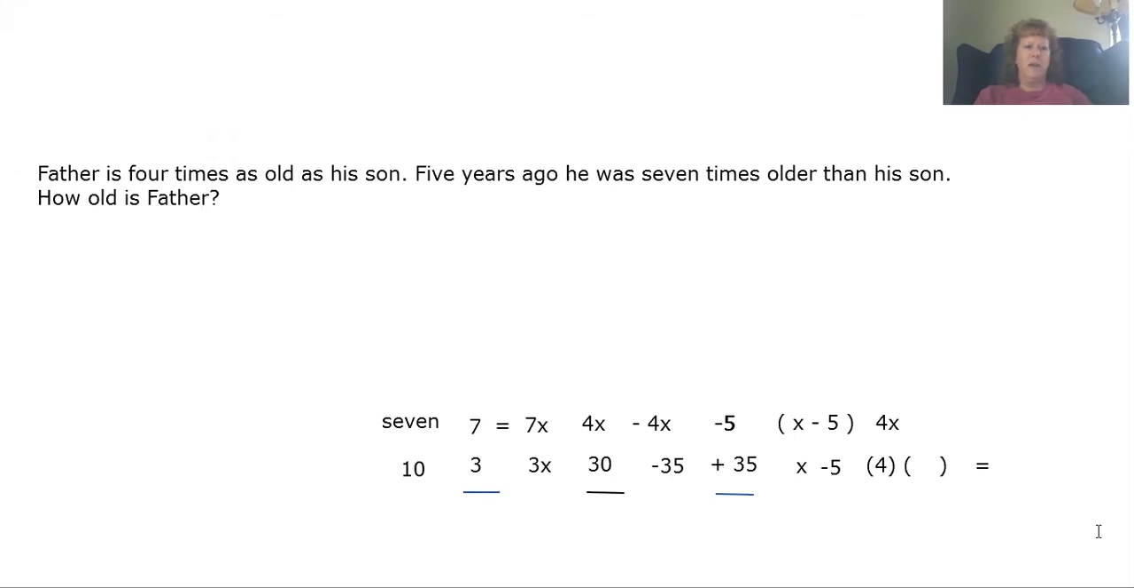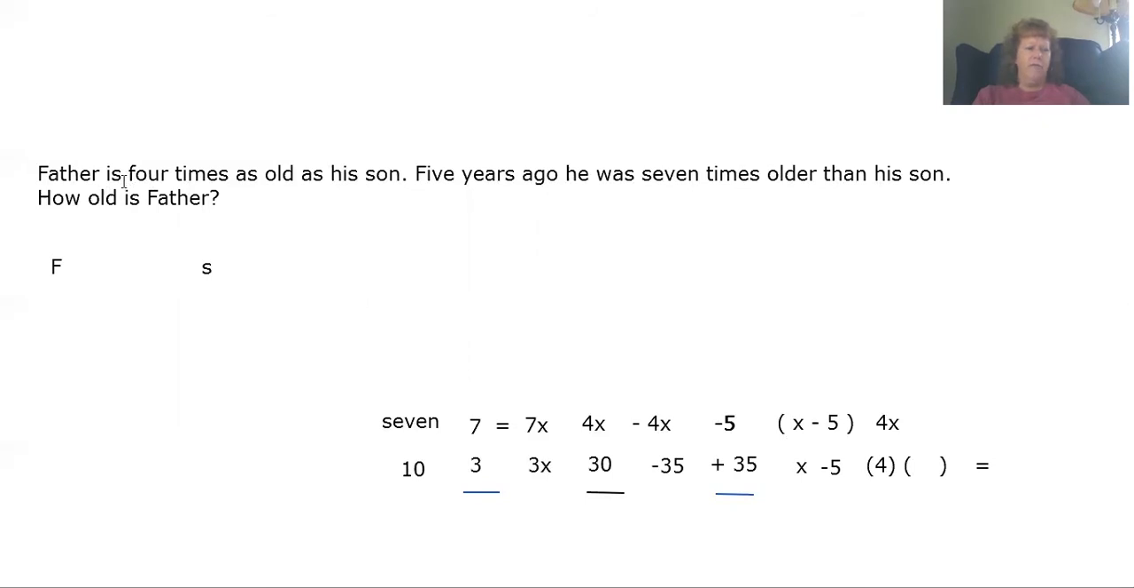Father is 4 times as old as his son. 5 years ago, he was 7 times older than his son. How old is father? So to lay out this problem, we wanted to create a column for father and a column for son. Father, son. So now that I've done that, see if you can use the items that are here at the bottom to complete this problem.